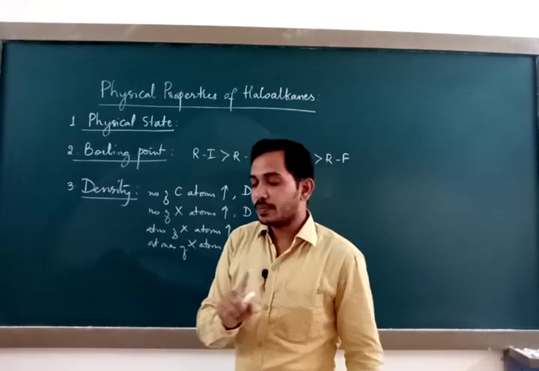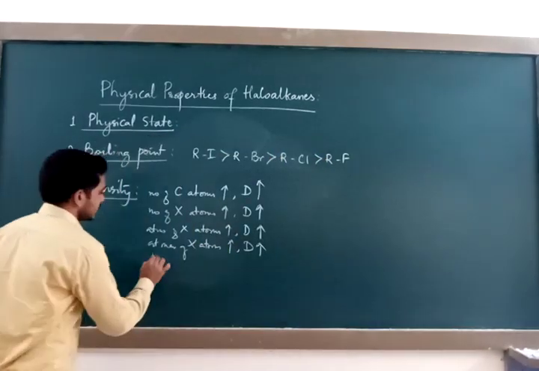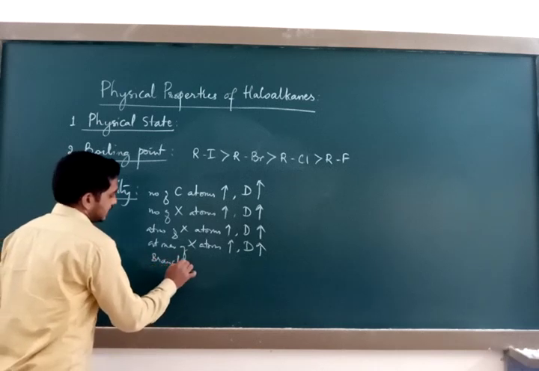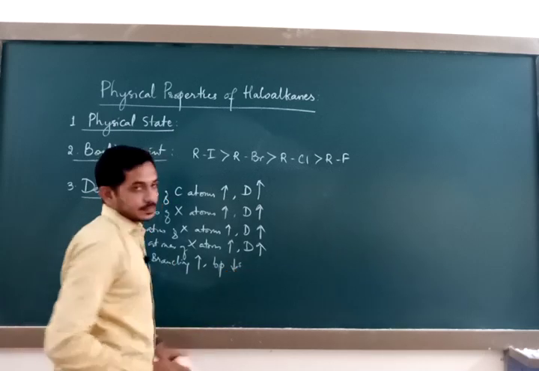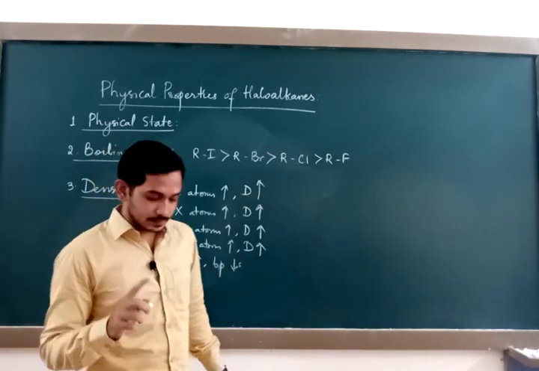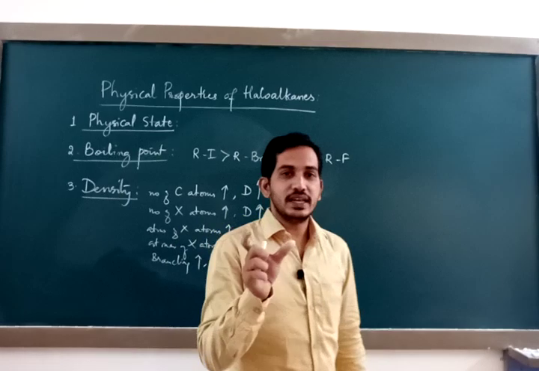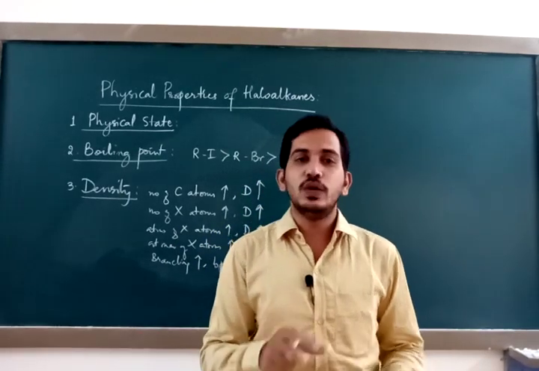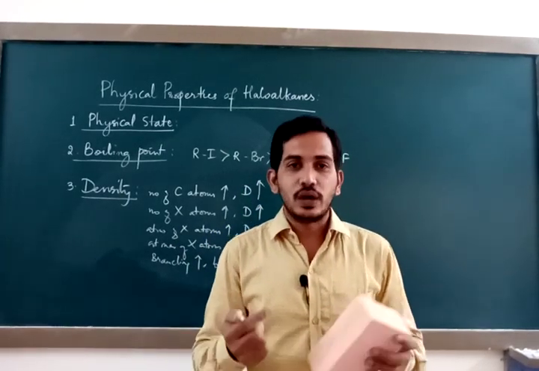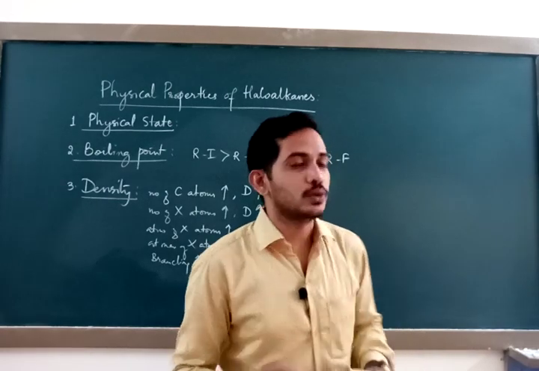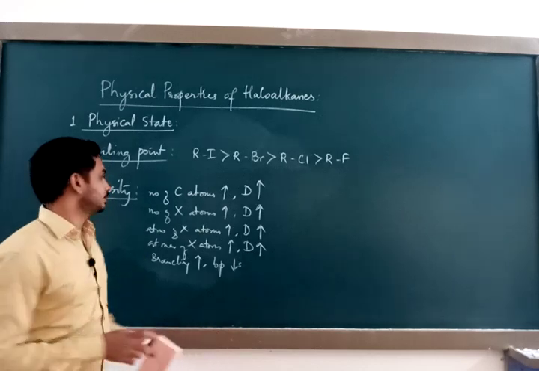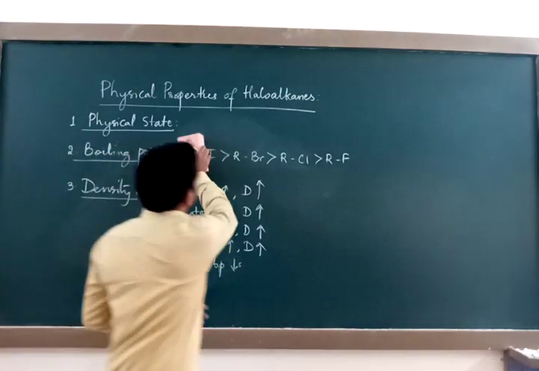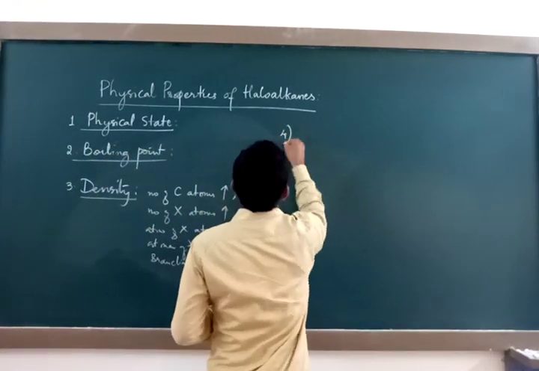The only point to be remembered is if branching increases, boiling point decreases. Boiling point remains higher and higher only when there are straight chains. If anywhere branching appears, then boiling point decreases. Understood? Boiling point decreases only when branching increases. The fourth property is solubility.